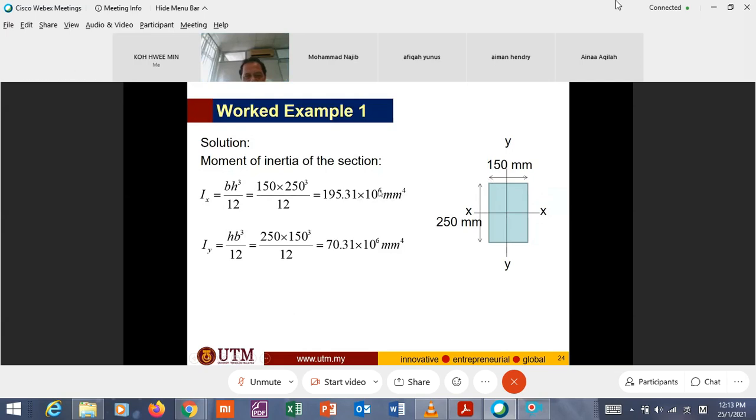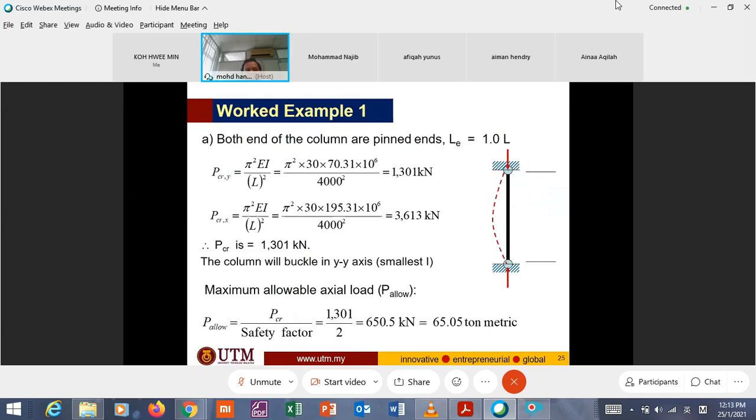So you have now Ix and Iy. When both ends of the column are pin ends, Le equals 1.0 L. Remember, when it is pin, it can deflect to make an angle here. Therefore, it becomes a single sine curve, one sine curve, therefore 1.0 L.